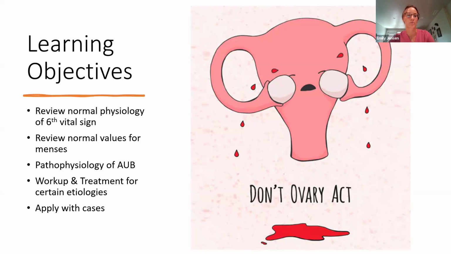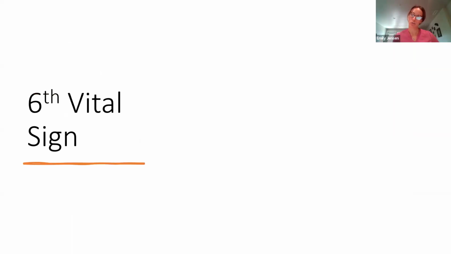We're also going to review normal values for menses: how long should they last, how frequently should they occur. And then we're going to undergo the pathophysiology of AUB. We're going to undergo workup and treatments for certain etiologies. And then I have a few cases to present at the end. So we're just going to jump right in.